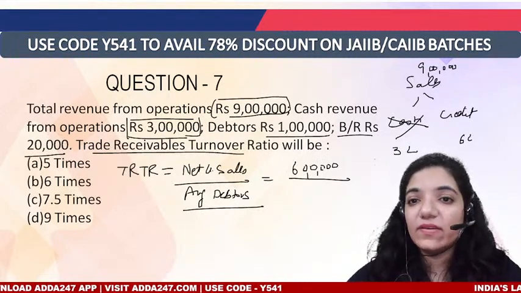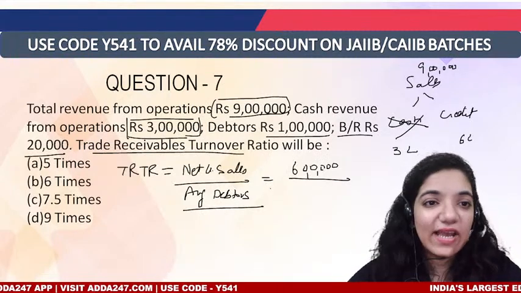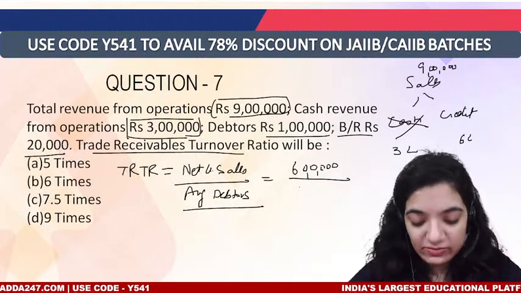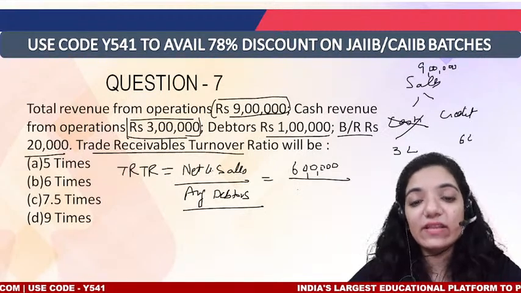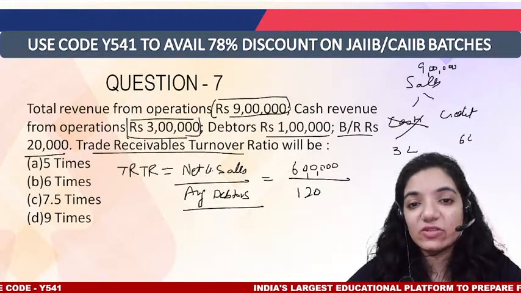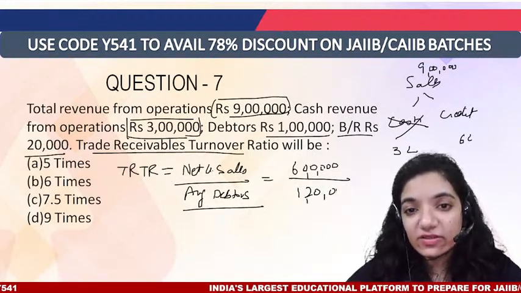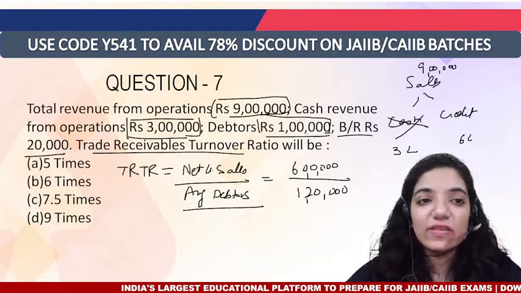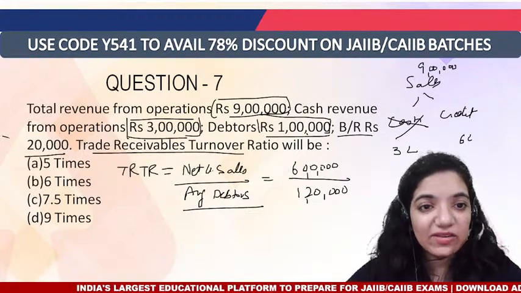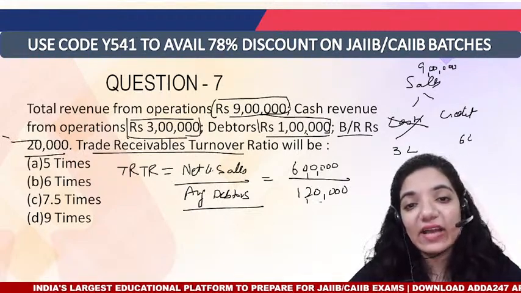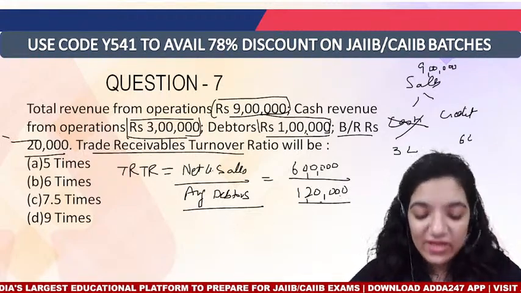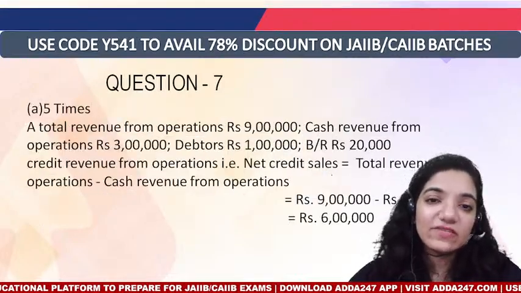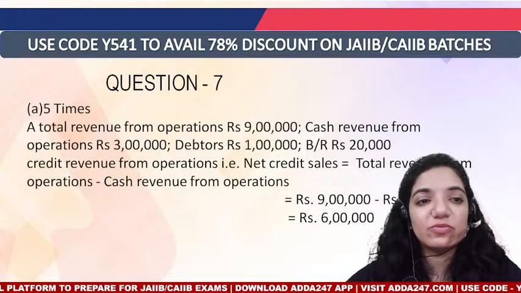And the debtors were of 1 lakh and the bills receivable were of 20,000. So basically what comes here is that in these kind of questions, if nothing is specified, then the closing values are treated as average. This 1 lakh plus this 20,000 gives us 1 lakh 20,000. So what would be the answer here? The correct answer here would be 5 times. So this is the entire question being solved for you.